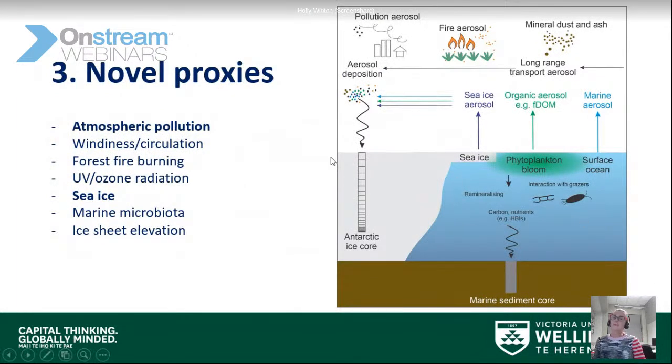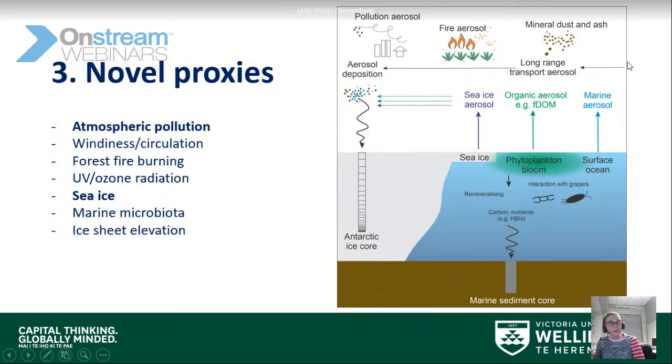Okay, I wanted to give you a flavour for some of the other really cool information we can get from ice cores. Some of these things include atmospheric pollution, windiness, forest fire burning, UV and ozone radiation, sea ice, marine microbiota, and changes in ice sheet elevation. So in this schematic here, we have transport of mineral dust and ash, of fire particles and atmospheric pollution. These get transported in the atmosphere and get deposited in our ice core.